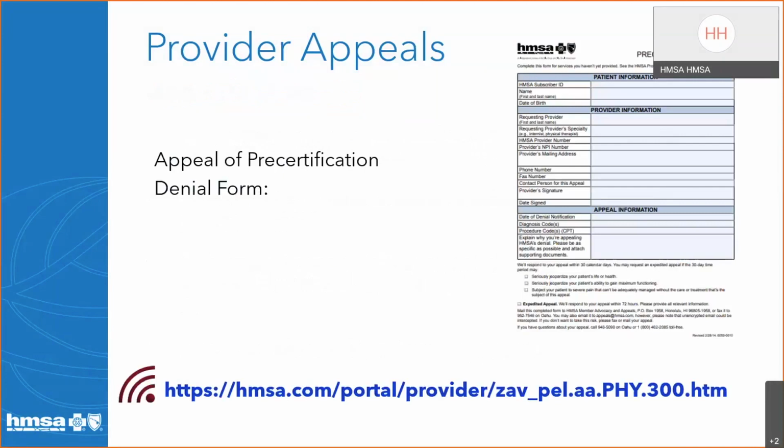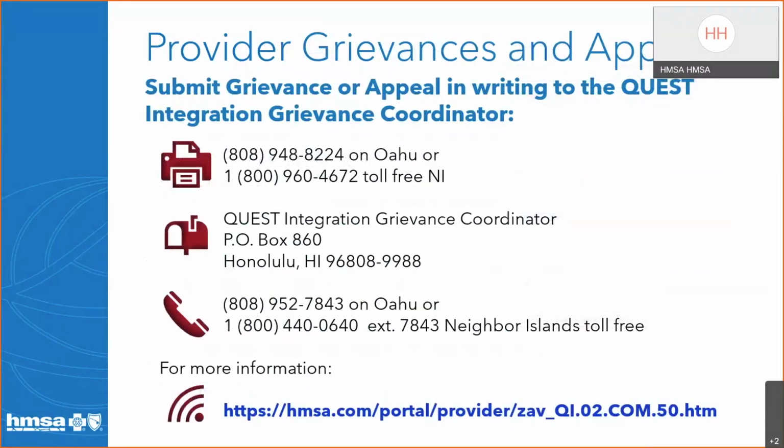So if you need to file an appeal, here we have the link to our pre-certification denial. You can access that form, and we have a sample here on this slide. Providers may submit their grievances and appeals to the Quest Integration Grievance Coordinator. If you're unsure of whether your issue would be considered a grievance or an appeal, you should contact the grievance coordinator and ask for guidance. Providers are required to submit their grievance or appeal in writing, and this can be done either by fax or by mailing it to the address on this slide.